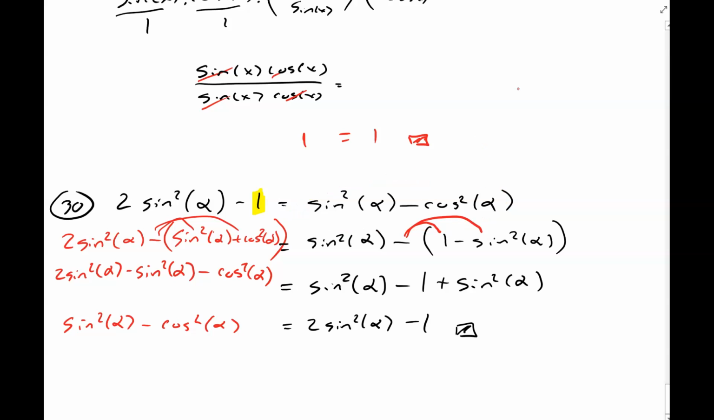Now the holdup there was thinking to turn 1 into sine squared plus cosine squared, which is not an obvious thing to do, right? Typically, we wouldn't want to take something pretty simple like 1 and make it more complicated and rewrite it as sine squared plus cosine squared. But it's okay to do that. But that's why I said that I think you'd be happier starting on the right-hand side.